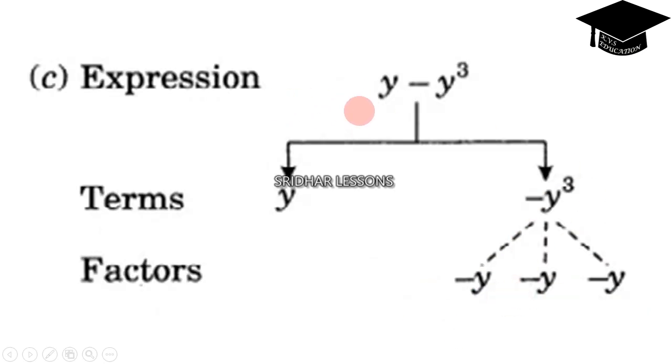Next, for the expression y minus y cube, the terms are y and minus y cube. Minus y cube can be factored as minus y into minus y into minus y. This is y minus y cube.